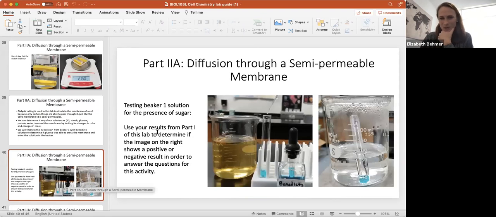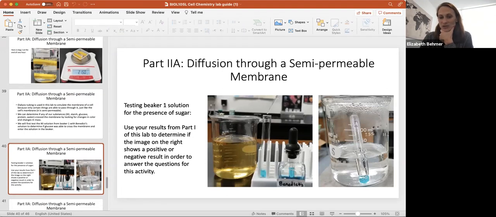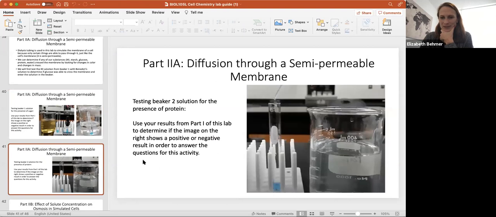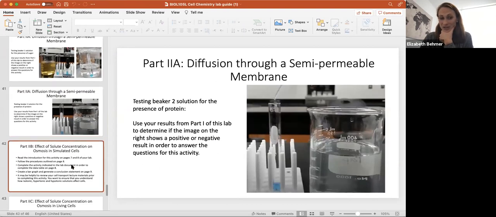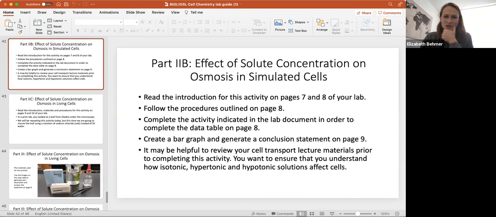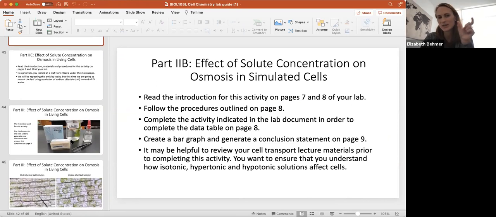You'll test the beaker 1 solution for the presence of sugar. So you'll use the results from part 1 of this lab to determine if the image on the right shows a positive or negative result. So we're trying to detect the presence of sugar. You'll test for the presence of protein, to look for any color change. And then we'll look at the effect of solute concentration on osmosis. This one's a little bit easier. This is the last activity you'll do.